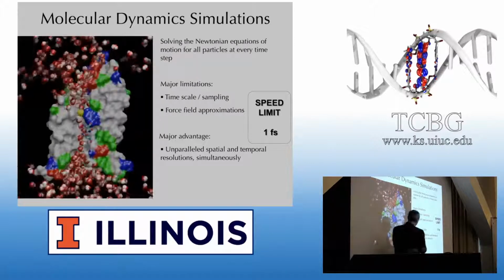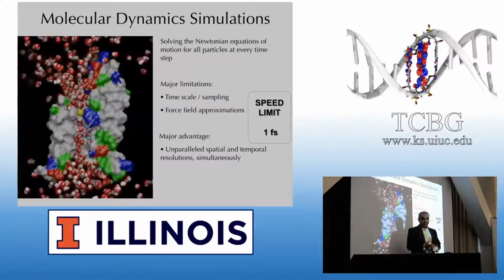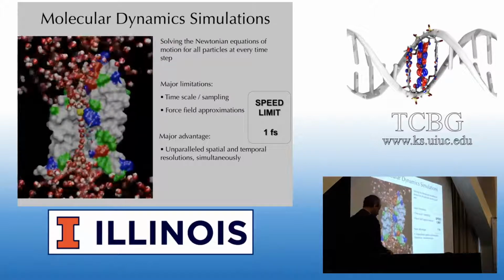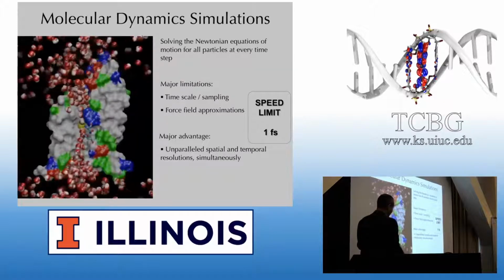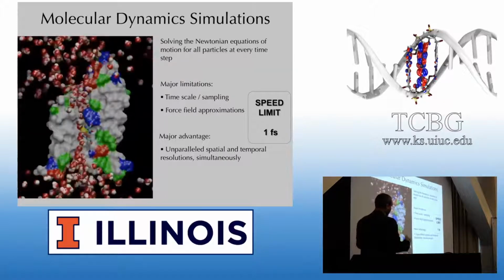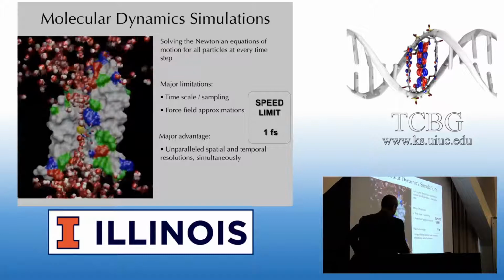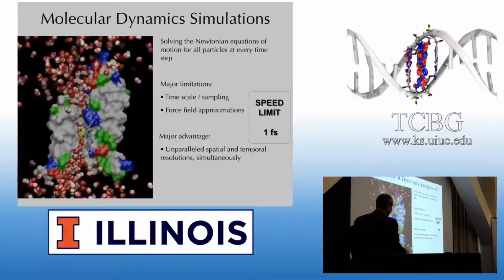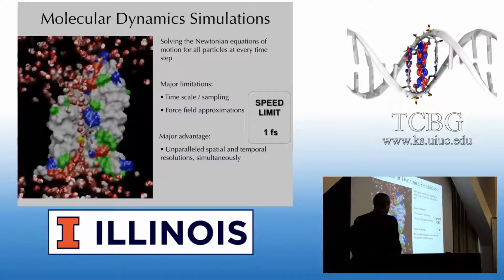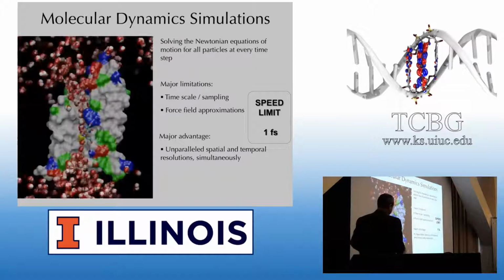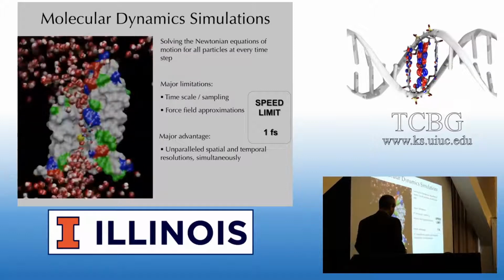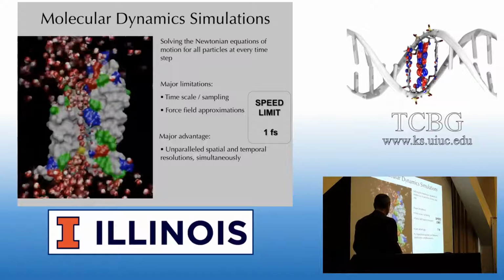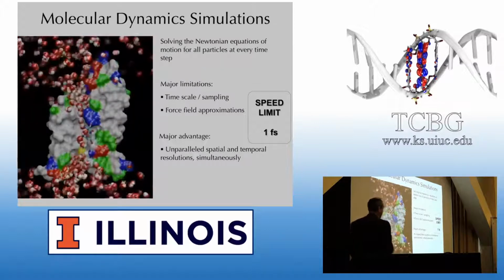So we have to take 10 to the minus 15 second time steps, which means every 10 to the minus 15 second, you have to calculate all the forces and everything, and that makes it extremely slow. So we are limited in terms of time scale. That translates into limited sampling. That's one big problem. I guess if somebody can solve this problem, we can expect the next Nobel Prize because that's going to tremendously expand the scope of what MD can do.